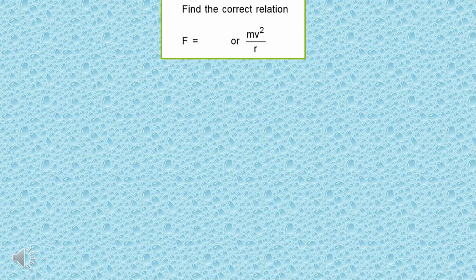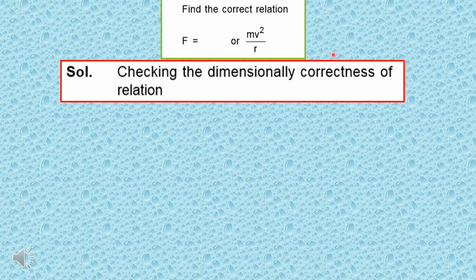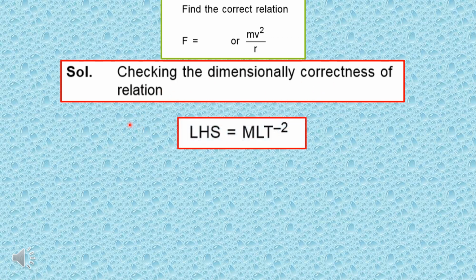By the help of dimensions, we can verify relations or expressions. Find the correct relation. F is equal to mv square divided by r. Now we have to check whether it is correct or incorrect by the help of dimensions. Checking the dimensional correctness of the relation, we know that the dimensional formula of force is M to the power 1, L to the power 1 and T to the power minus 2. You will calculate it here, but I have written it directly. So the left hand side is equal to [M L T^-2], that is M to the power 1, L to the power 1 and T to the power minus 2.